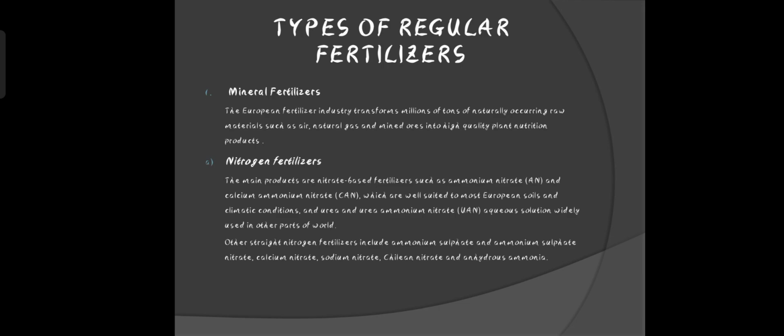Nitrogen fertilizers. The main products are nitrogen based fertilizers such as ammonium nitrate and calcium ammonium nitrate, which are well suited to most European soils and climatic conditions, and urea ammonium nitrate aqueous solution, widely used in other parts of the world. Other nitrogen fertilizers include ammonium sulfate and ammonium sulfate nitrate, calcium nitrate, sodium nitrate, Chilean nitrate, and anhydrous ammonia.